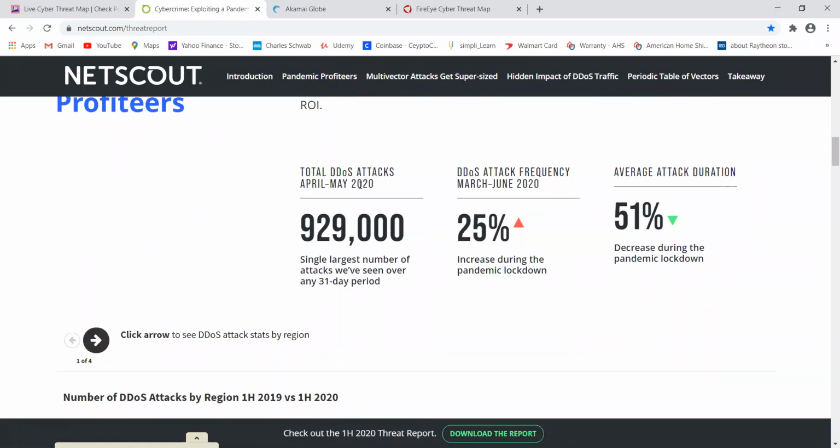DDoS attacks, okay? DDoS attack is distributed denial of service. So if you're in cybersecurity, you will know. If you're not, you know now. Distributed denial of service. Basically, what it means is your web server or your website just got hit and it cannot take any more, and the volume is so high, it just crashes.